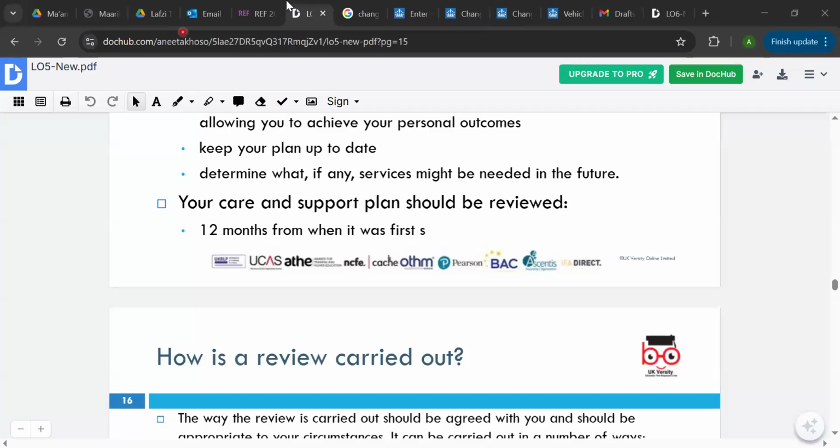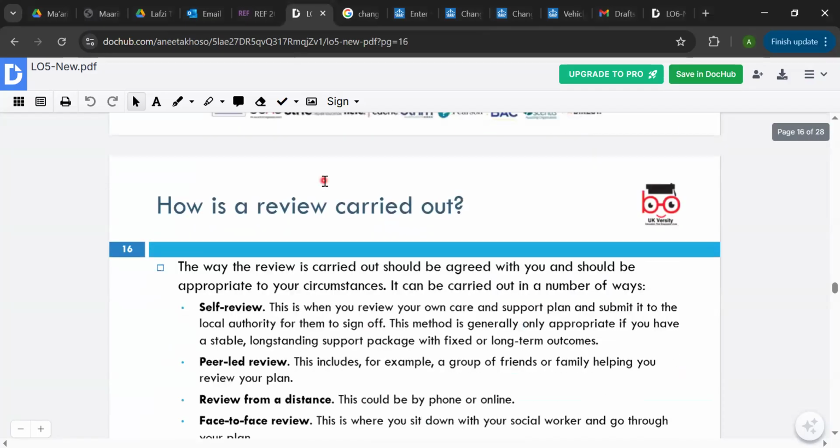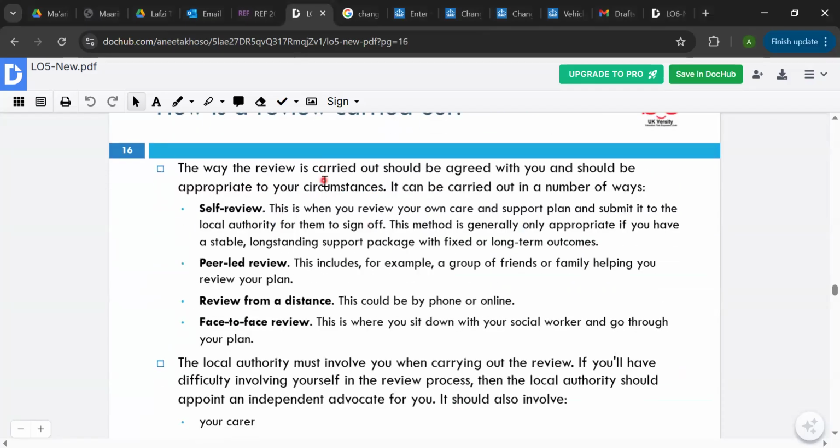Now, how is the review carried out? It is a self-review. This is when you review your own care plan and submit it to the local authority for them to sign it off. This method is generally only appropriate if you have a stable, long-standing support package with fixed or long-term outcomes.